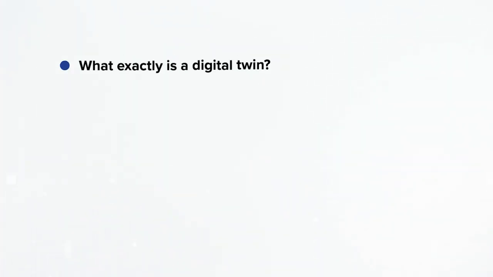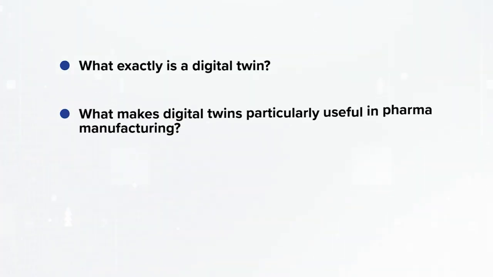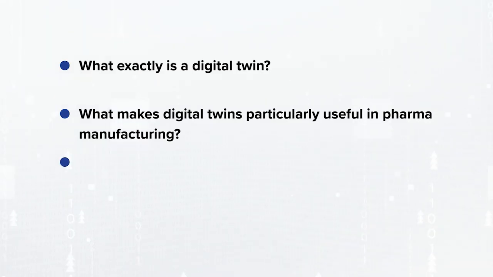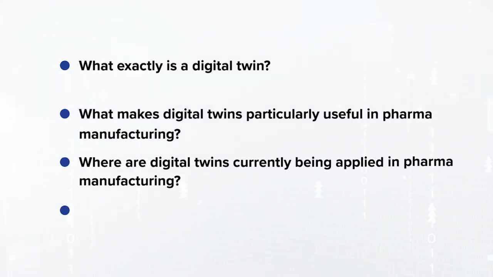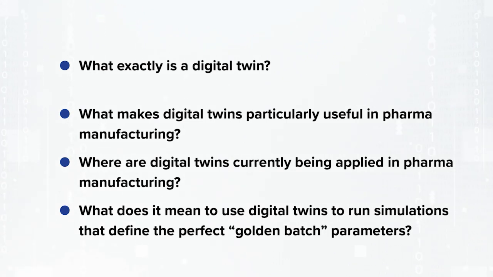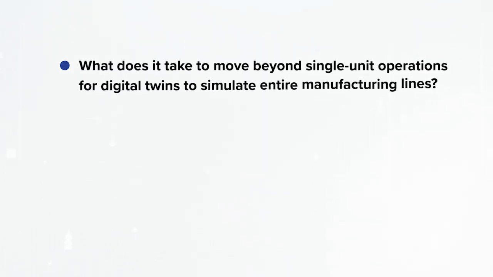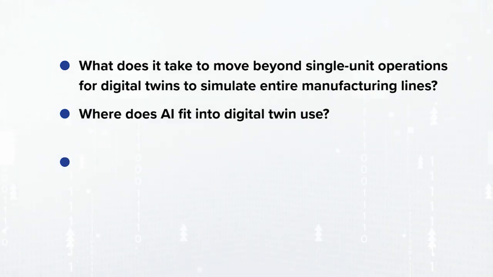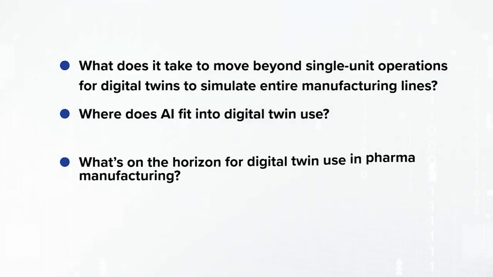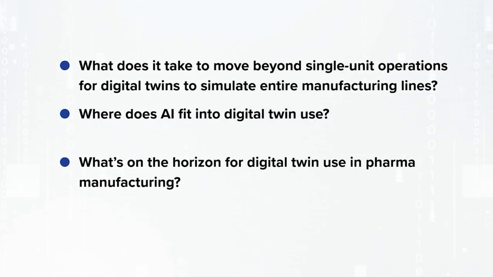In this episode, we answer the questions. What exactly is a digital twin? What makes digital twins particularly useful in pharma manufacturing? Where are digital twins currently being applied in pharma manufacturing? What does it mean to use digital twins to run simulations that define the perfect golden batch parameters? What does it take to move beyond single unit operations for digital twins to simulate entire manufacturing lines? Where does AI fit into the digital twin use? And what's on the horizon for digital twin use in pharma manufacturing?